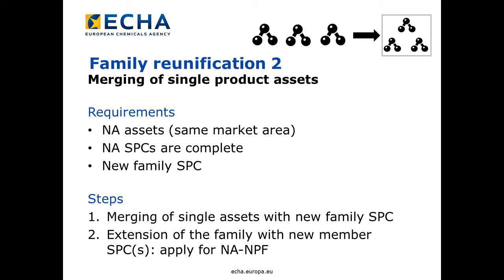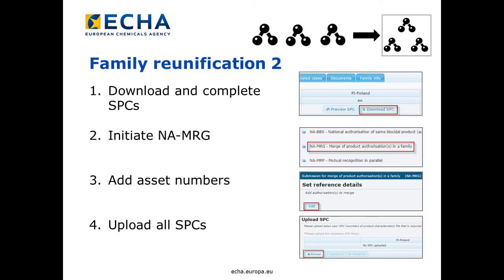The first step will require you to include the single assets' SPCs and the new family SPC as part of your NA-MRG application. If needed, the family can be extended later on if you apply for an NA-MPF, addition of a member to an already existing family. You will need to access the assets that are going to be merged, download the SPCs, and complete them with the SPC editor. These SPCs will define the family members.